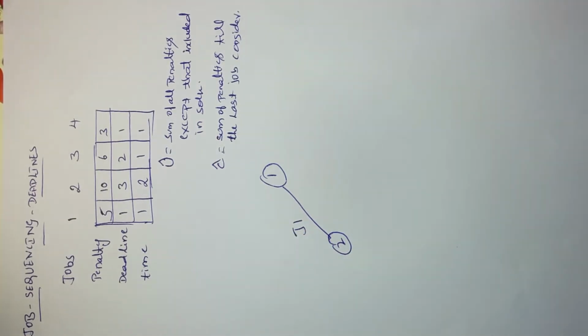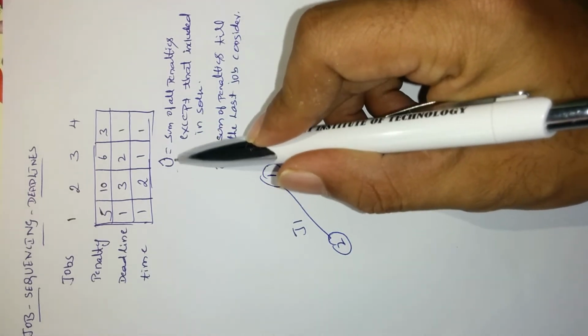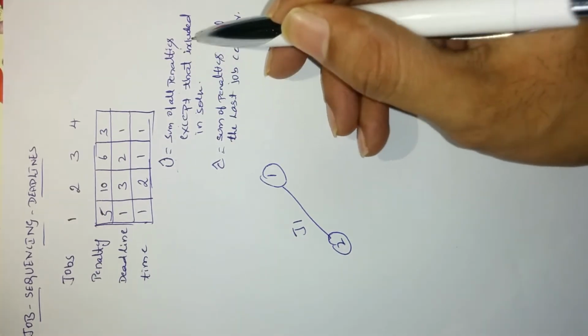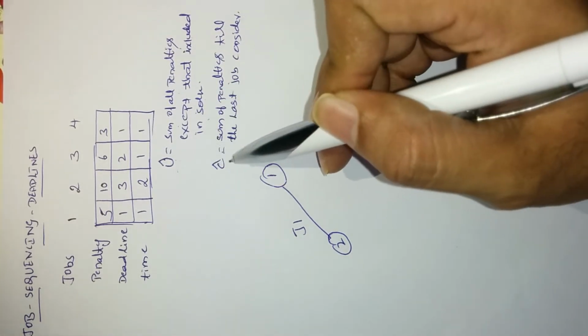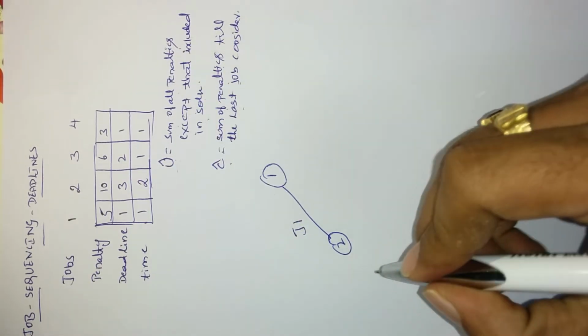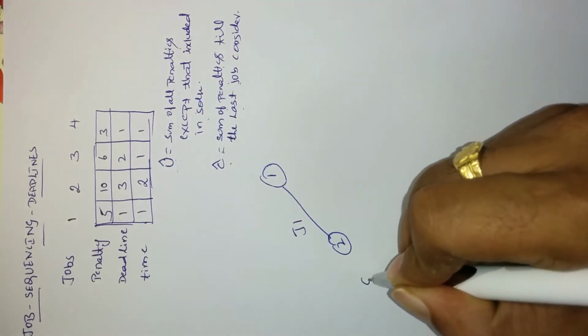Now we have to tell the cost. There are 2 types. U indicates upper: this is the sum of all penalties except those included in the solution. C means the sum of penalties till the last job considered. This is cost. So now we'll tell the cost value.